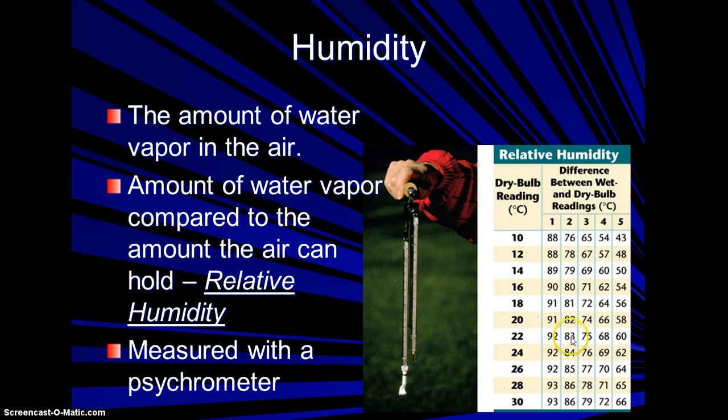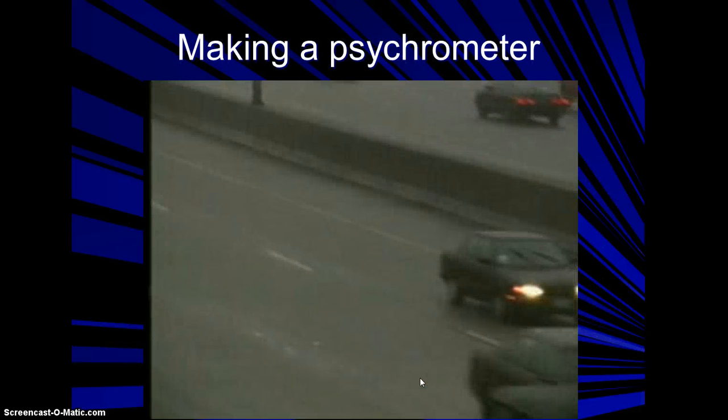Then we come over here to our chart. We stay on the row for 22 degrees for the dry bulb. And then we go over to where we have a 2-degree difference. And where those two column and rows meet, right here, is at 83% humidity. So let's watch a quick video clip on psychrometers.